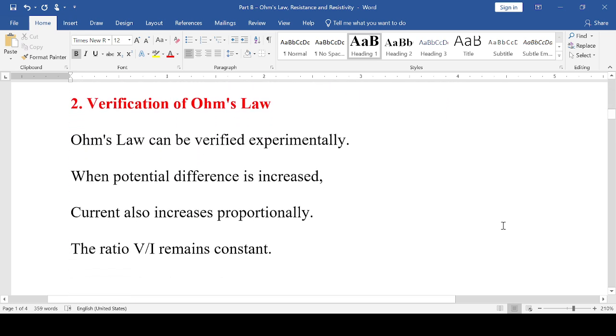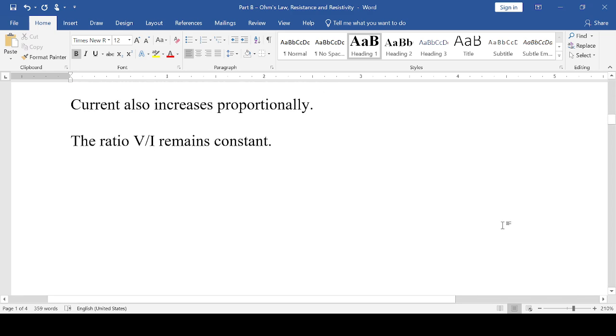So, verification of Ohm's law. Ohm's law can be verified experimentally. When the potential difference is increased, current also increases, so the ratio of V over I remains constant.